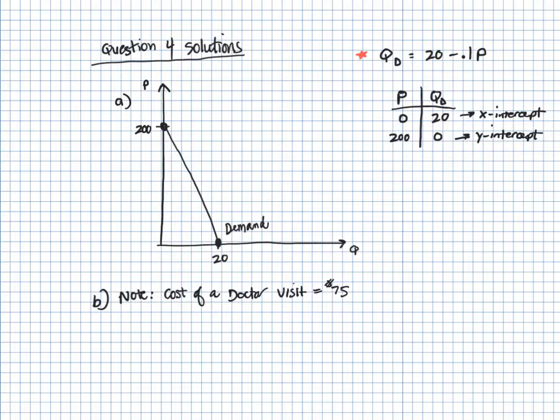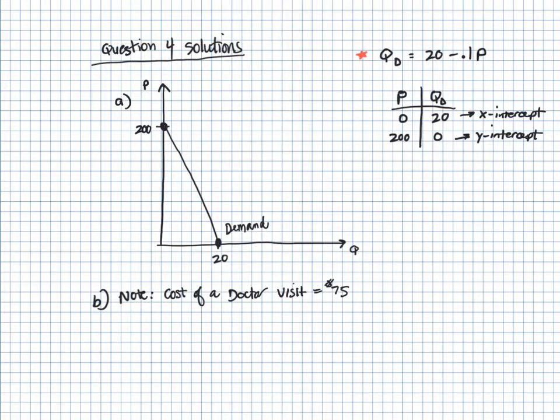So for part B, we are asked to figure out how many times our friend Bob here is going to go to the doctor if he doesn't have any insurance. If he doesn't have any insurance, that means he is going to have to pay for the entire cost of the doctor's appointment himself. Remember, the question stated that the cost of a doctor visit was $75. So if Bob has to pay $75, what we want to do is use the demand curve to figure out what is the quantity demanded at a cost or a price of $75 for Bob.